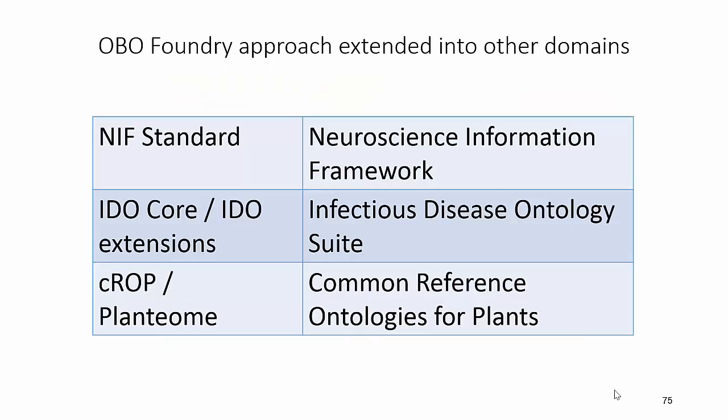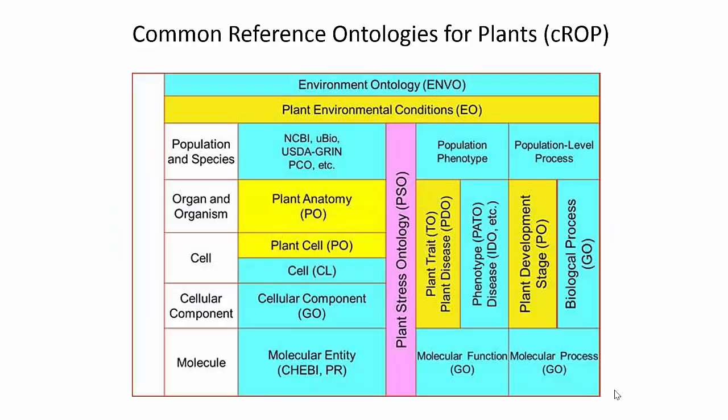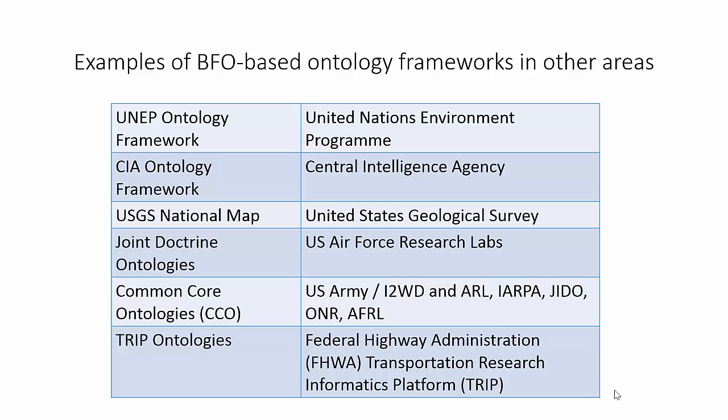Now, this OBO Foundry approach is being adopted more and more outside the healthcare world. So we now have the Common Reference Ontologies for Plants, which is a big operation funded by the NSF and the European Union, to do for agriculture what the OBO Foundry is doing for biomedicine. And this is the plant crop ontology module diagram, and we have the United Nations ontology framework, we have the CIA, we have the United States Geological Survey, we have various Army and Navy and Air Force and Highway Administration initiatives in ontology, all of whom are using BFO. So healthcare is the next.